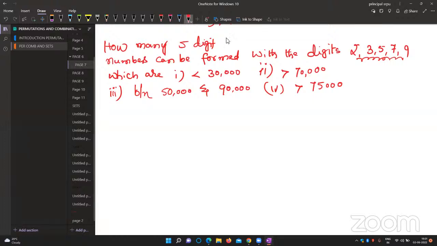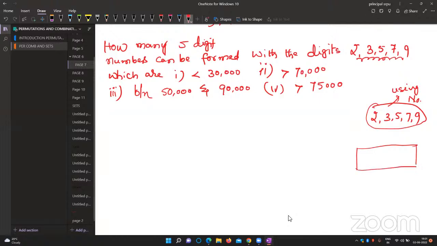First let me explain clearly. You have the numbers 2, 3, 5, 7, 9. You have to use only these numbers to form a 5-digit number. Look here, a 5-digit number has to be formed. I'll fill up the places like this: 3, 5, 7, 9, and 2.